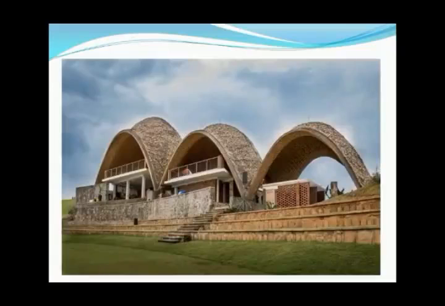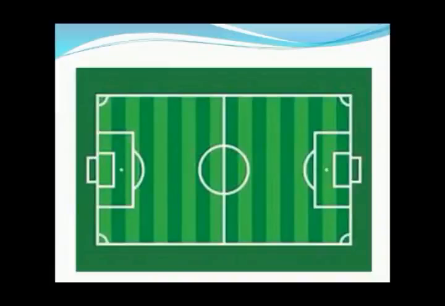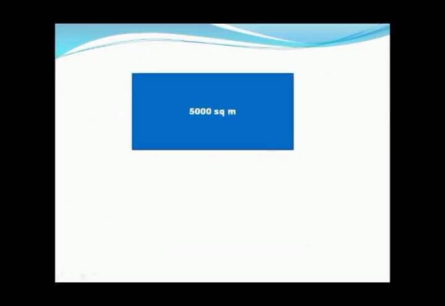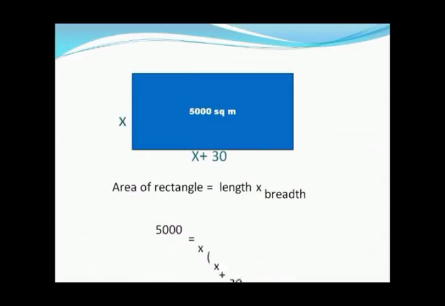Suppose you want to construct a football field where the dimensions are given to you, or the area of the field is given to you. Then we can use quadratic equations to find the dimensions also. Suppose a field of 5,000 square meters is given to you, and you have to construct a football field where one of the sides is x meters and the other side is 30 meters more than the breadth. Let us take one of the sides as x and the other as x plus 30.